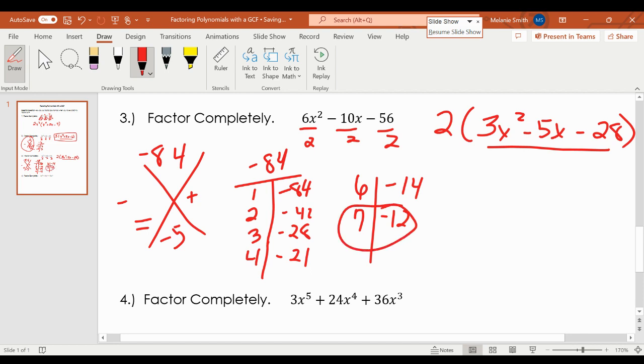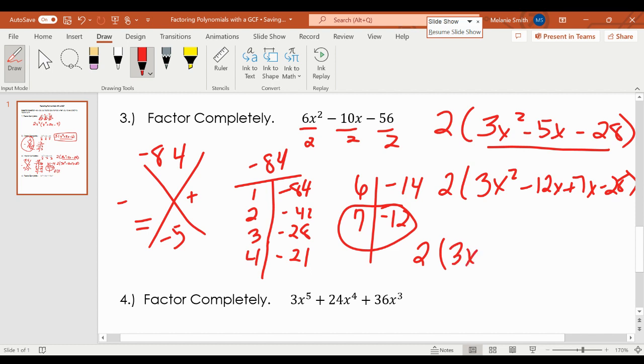So now I'm going to go ahead and do this factor by grouping. I have to keep my 2 out here. I'm going to split my 3x squared into minus 12x plus 7x minus 28. And I'm just going to leave the 2 sitting off here to the side while I do everything else. So 3x squared minus 12x and 7x minus 28.